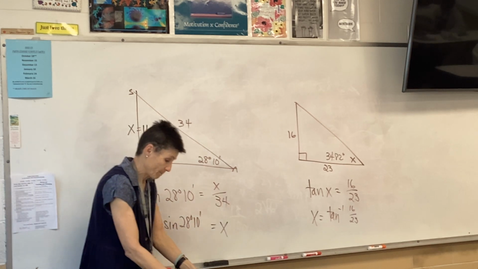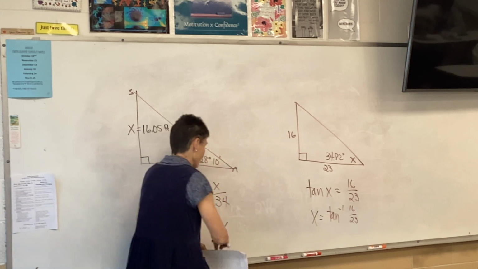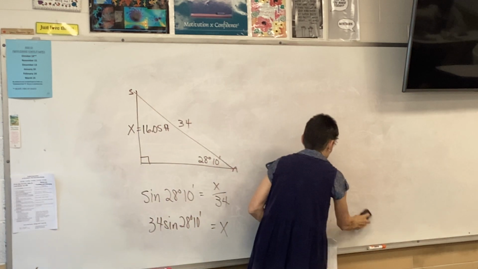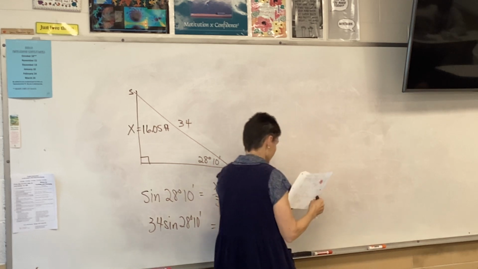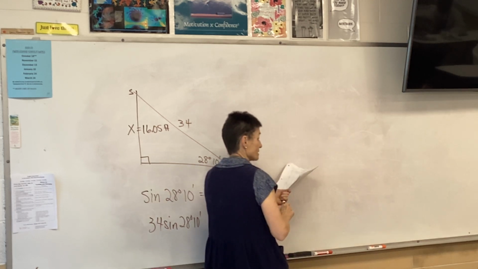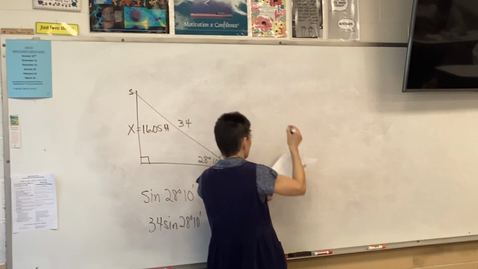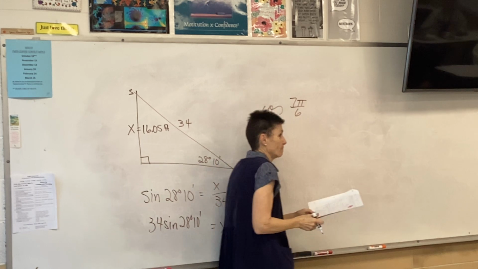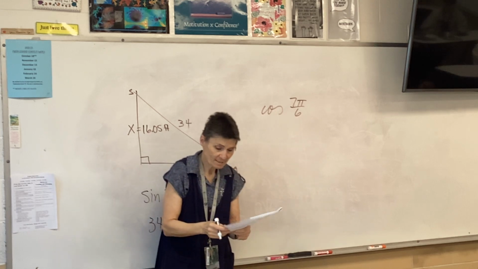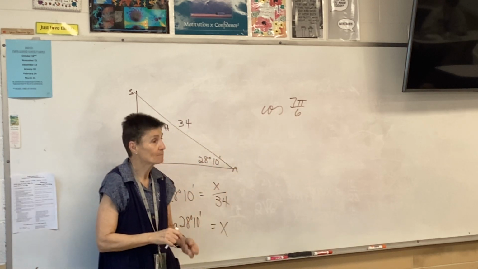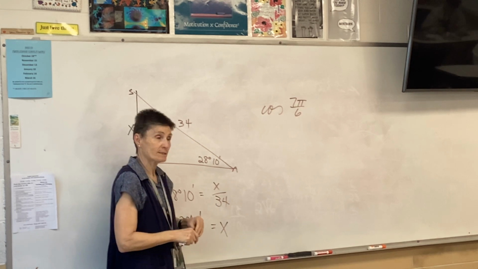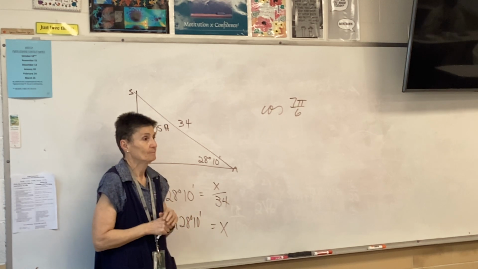All right, two more. These are different. These are kind of like review problems. But according to yesterday's quizzes, some of us need this review. Cosine 7 pi over 6. What is the first thing that you think of when you see cosine 7 pi over 6?